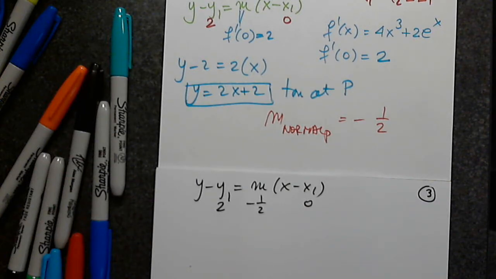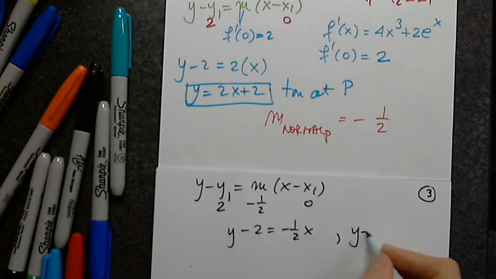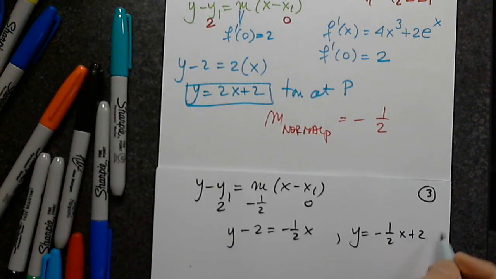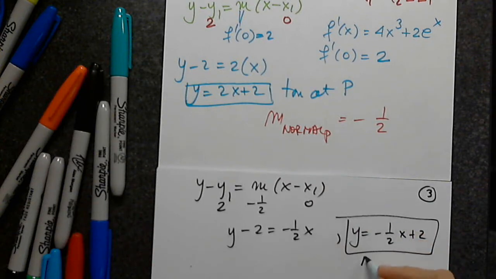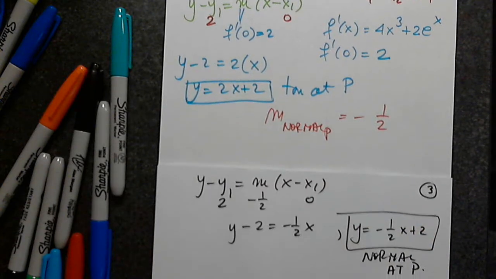Are you with me, everyone? Questions? So the equation of the normal line will be given by y minus 2 equals -1/2 x, and then y equals -1/2 x. Excellent. So this is the normal line at P.